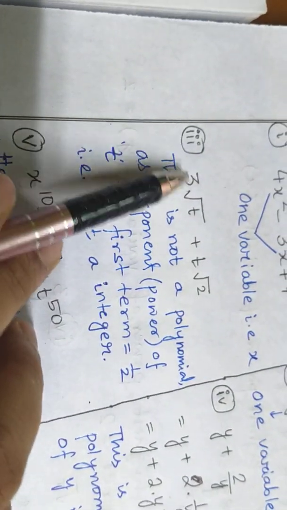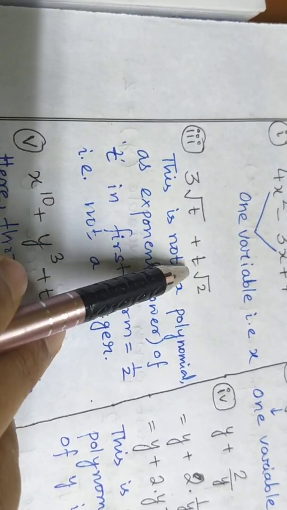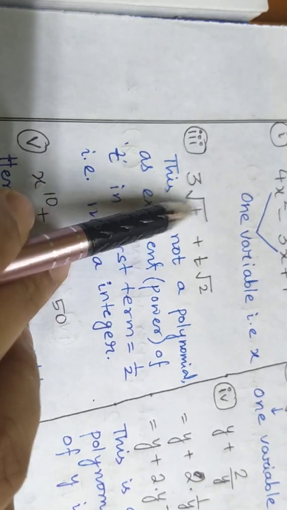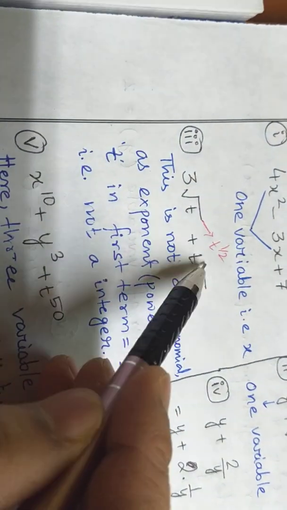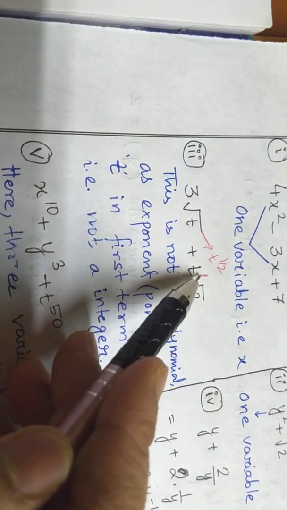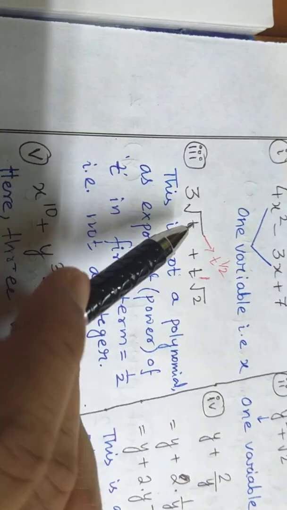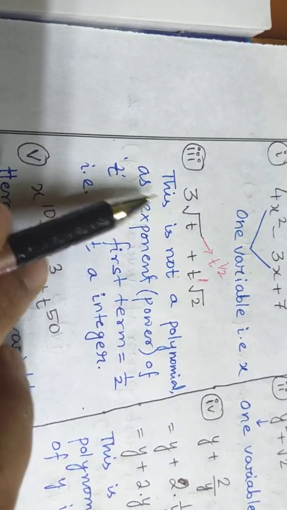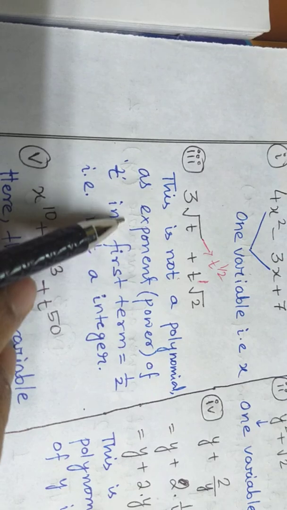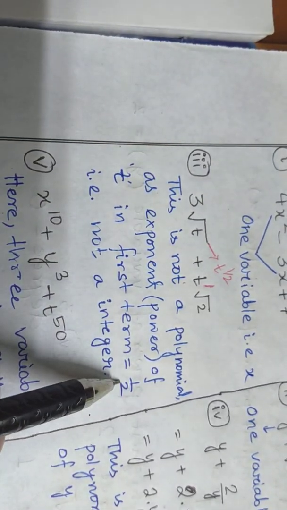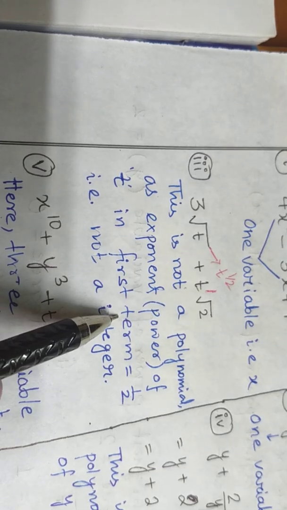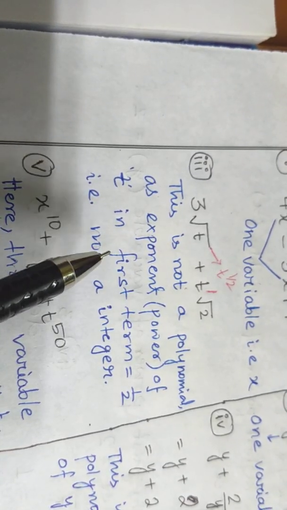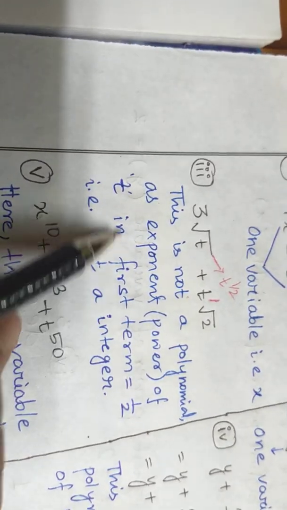Question number 3. 3 square root of t plus t into square root of 2. What is the power of t here? Square root of t can be written as t to the power 1 by 2, right? And here the power of t is 1. The power of t in the first term is 1 by 2. In a polynomial, one condition was there: all the powers of the variable must be positive integers. So it is not a polynomial.